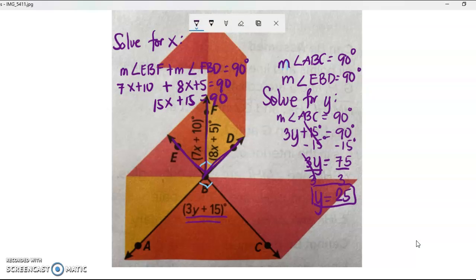Let me cut that short. Now I can say that x is equal to 5.